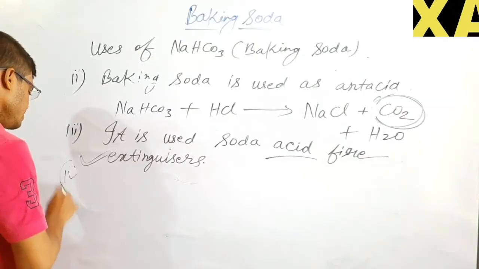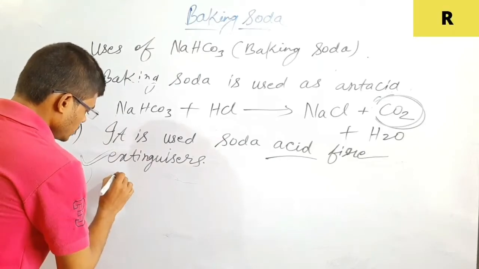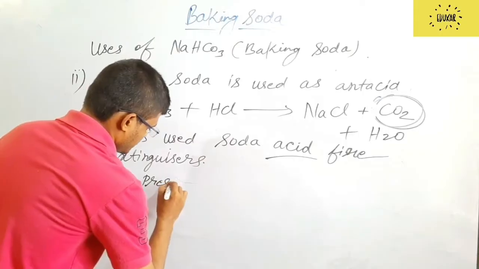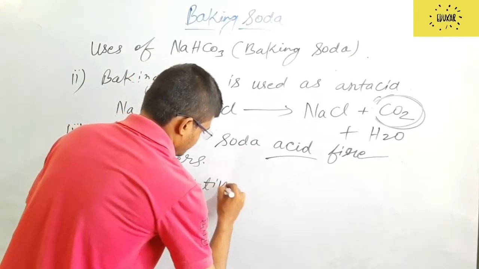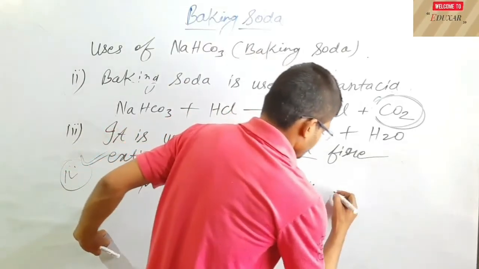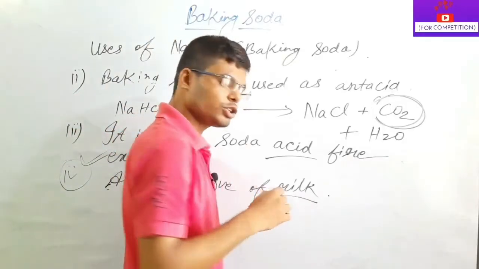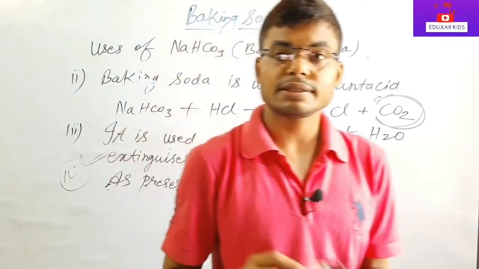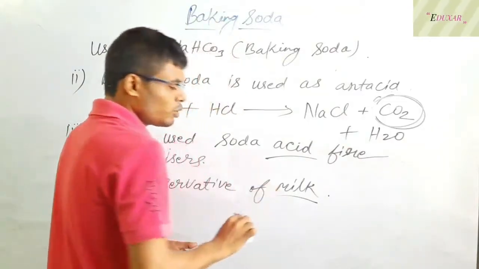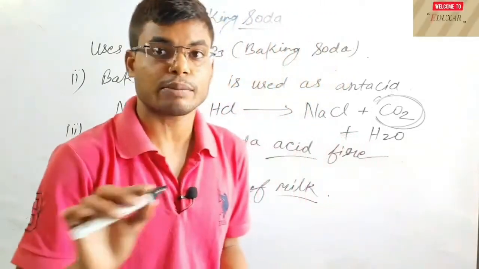And your fourth use is as a preservative of milk. So why do we use it as a preservative of milk? You must observe, in summer, गर्मी के दिनों में क्या होता है, जो मिल्क होता है उसमें लैक्टिक एसिड प्रोड्यूस होता है, उस लैक्टिक एसिड के कारण दूध जो होता है वो खराब हो जाता है.